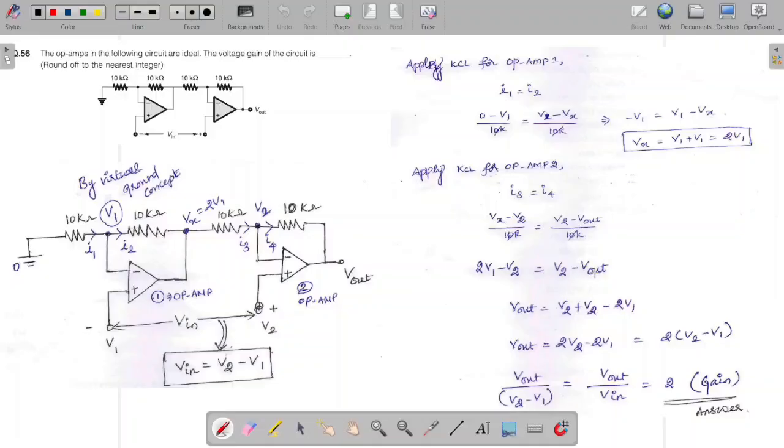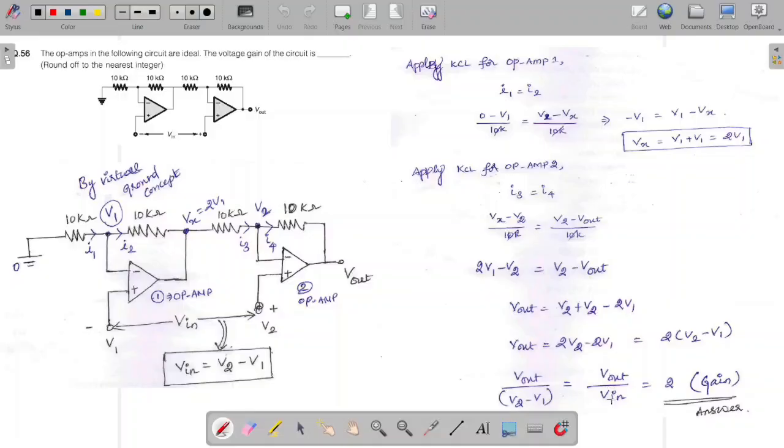So V out is equal to V2 plus V2 minus 2V1. We can write it as 2V2 minus 2V1. We can take 2 as common, so 2 into (V2 minus V1). So V out is on the left hand side, and 2 into (V2 minus V1) on the right hand side. We rearrange it as V out divided by V2 minus V1, because they told us to find the gain of the operational amplifier.